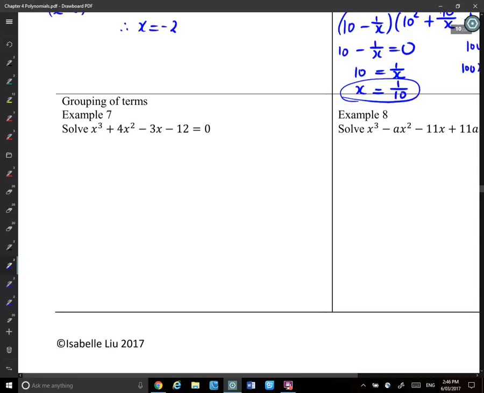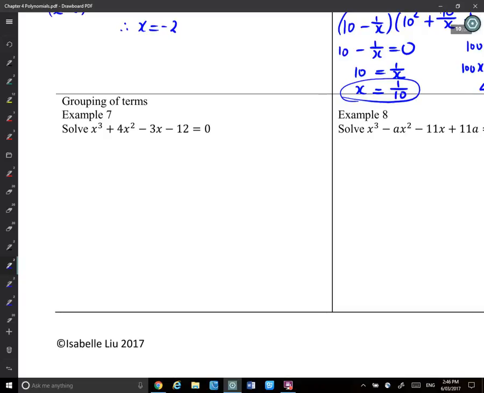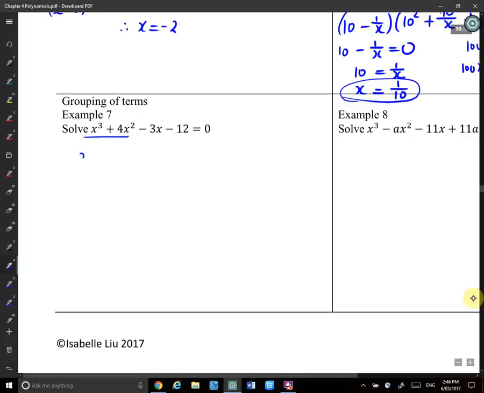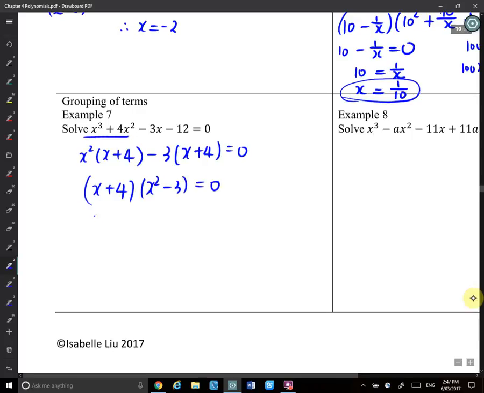Okay, example 7. Example 7 is like using the grouping method. You can group them. Let's say we group the first two. We have x squared times (x plus 4), minus 3 times (x plus 4), and that equals 0. Then you have (x plus 4) and (x squared minus 3) equals 0. Then x equals minus 4.